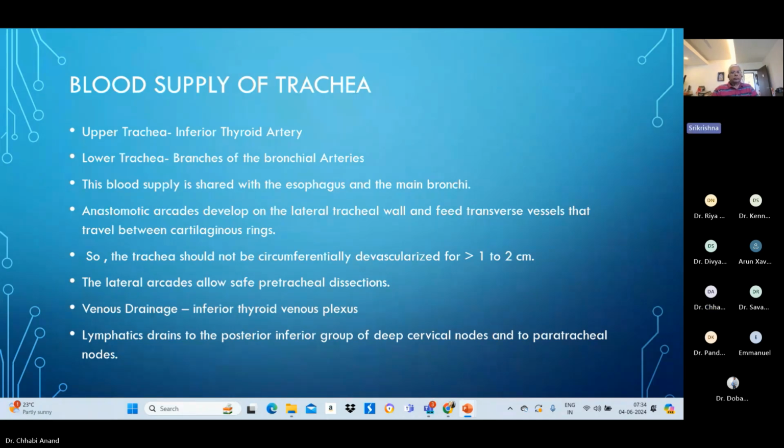Venous drainage is into the inferior thyroid venous plexus. Lymphatic drainage is to the posterior inferior group of deep cervical nodes and to paratracheal nodes.